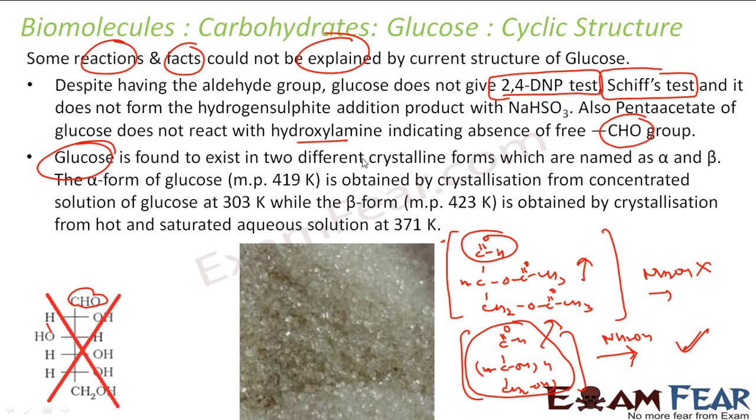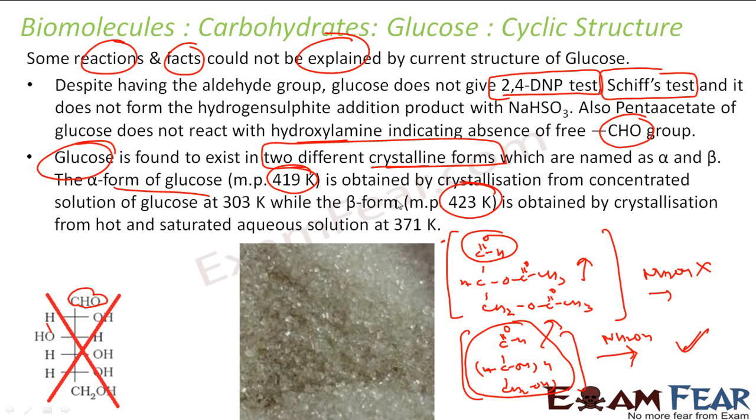Also, it is seen that glucose exists in two different crystalline forms, that is the alpha form and the beta form. The alpha form of glucose has a melting point of 419 Kelvin, and the beta form of glucose has a melting point of 423 Kelvin. So with these two different crystalline forms, it was pretty obvious that glucose exists in various forms. Correct? So this is one of the structures, but there are other structures also possible, because there is alpha glucose and beta glucose, which have different melting points.